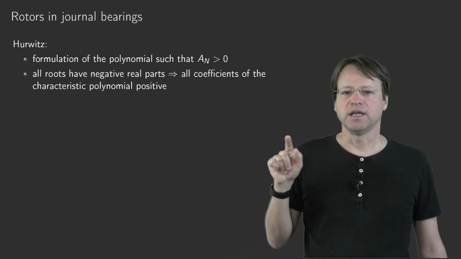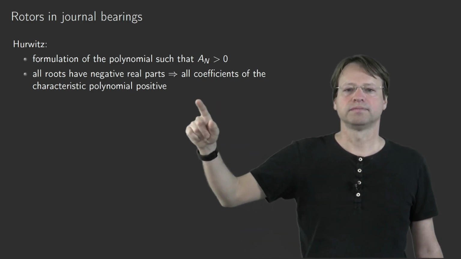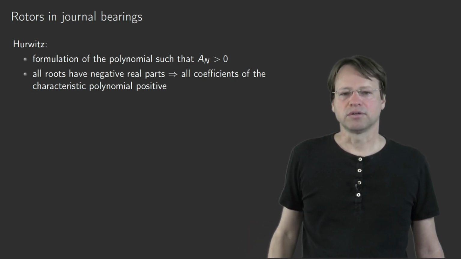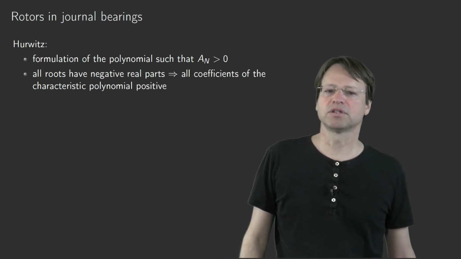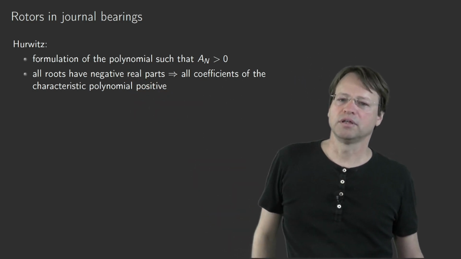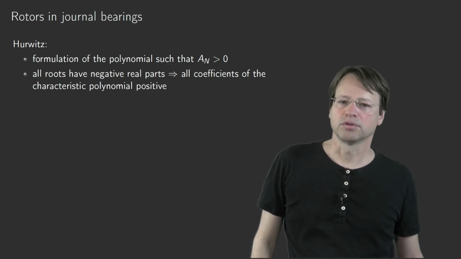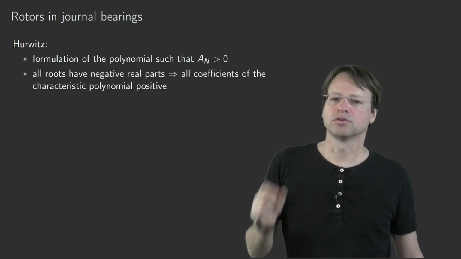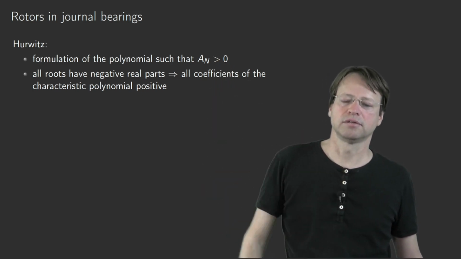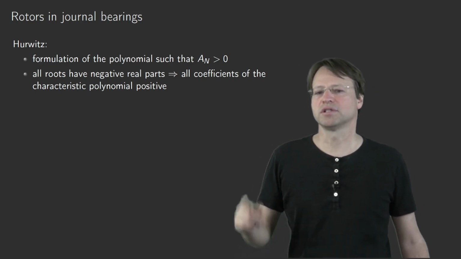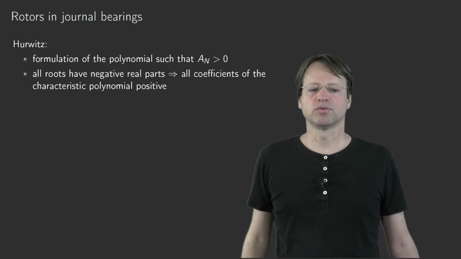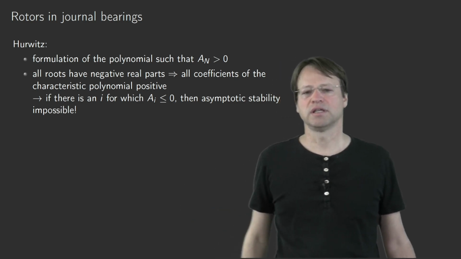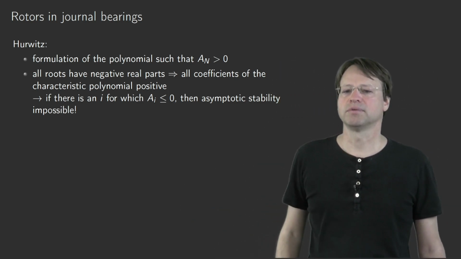If you find a negative sign, you can be sure that you can exclude asymptotic stability. There must be some real part that is either zero or positive, because otherwise the coefficients must be positive. So if a sub n is larger than zero, and you find another coefficient that is negative, you can already exclude asymptotic stability. So if there is one coefficient less or equal to zero, then asymptotic stability is impossible.